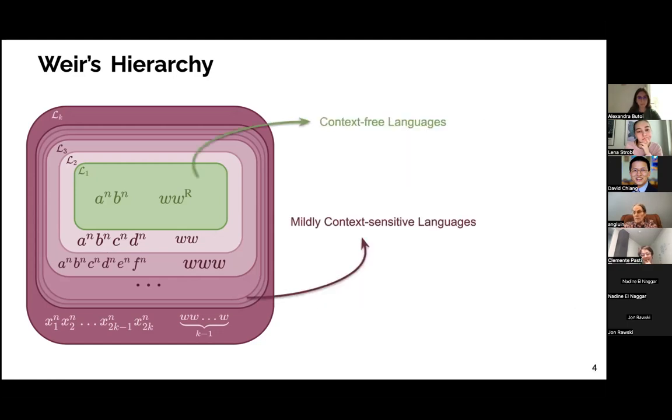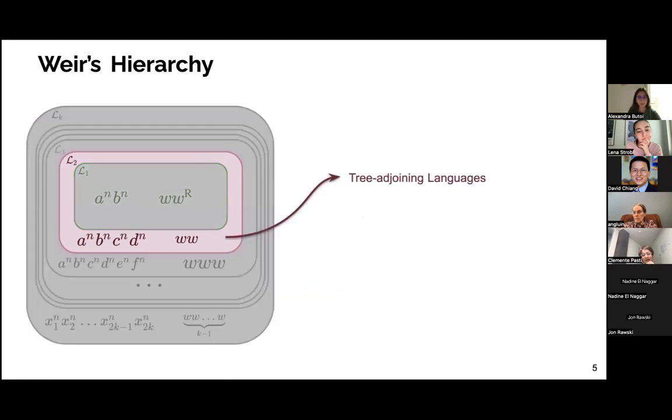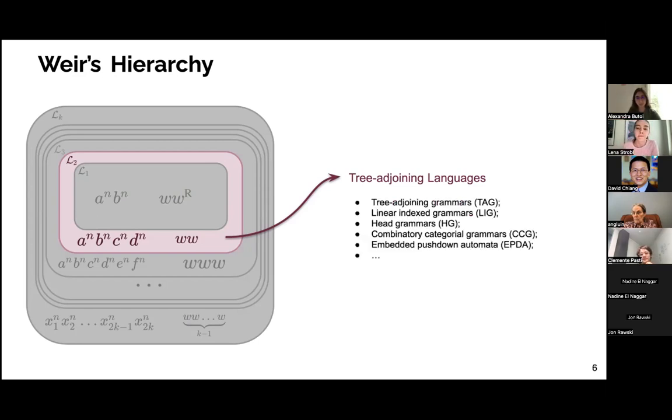Yeah, so as I mentioned, the first one is context-free languages, followed by mildly context-sensitive languages. And perhaps the most well-studied among all these levels is L2, which is also known as the class of tree-adjoining languages, because a very famous formalism for generating these languages is the tree-adjoining grammars. But there are many others: tree-adjoining grammars, linear index grammars, head grammars, combinatory categorial grammars, embedded pushdown automata, and so on.